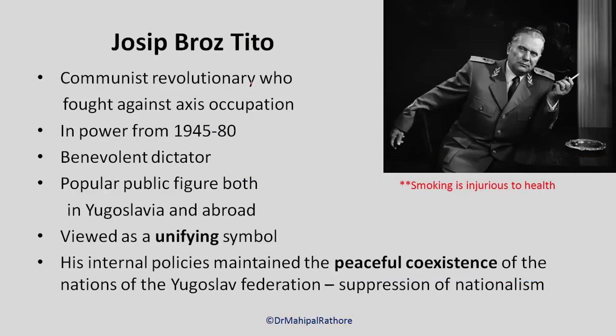So this is Josip Broz Tito. He was a communist revolutionary who had fought against the Axis occupation during World War II. And as soon as the war was over, he was the person who formed the government. He became the prime minister, and later he became the president. He then said that he would be the president for life. There will be no new president now. It will be a one-party state, and it will be a dictatorship. So he was in power effectively from 1945 till 1980 when he died. In this long period of almost 35 years, he ruled over Yugoslavia with an iron hand.